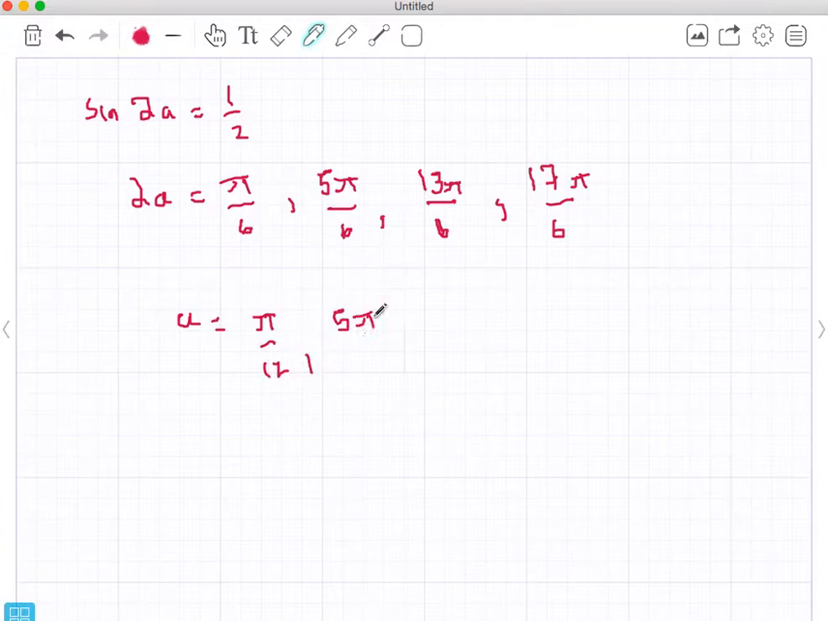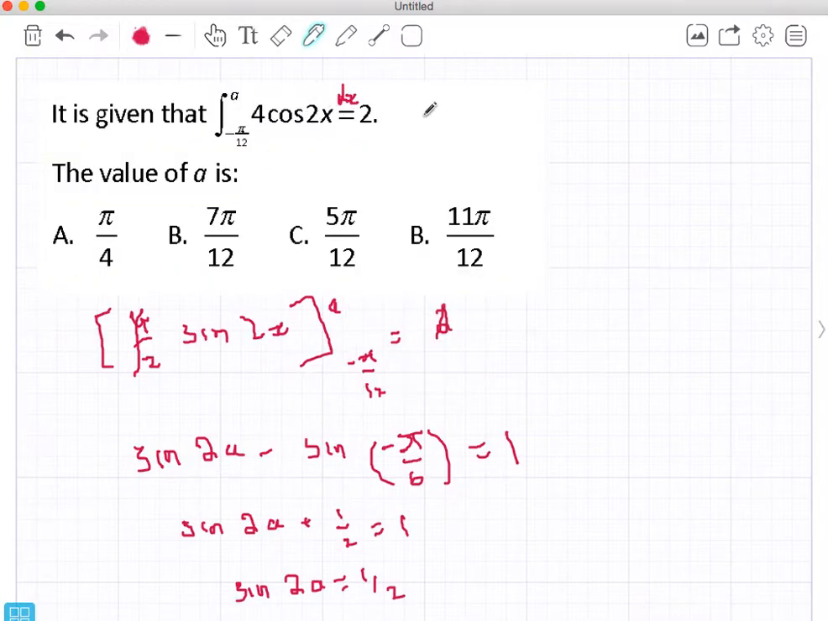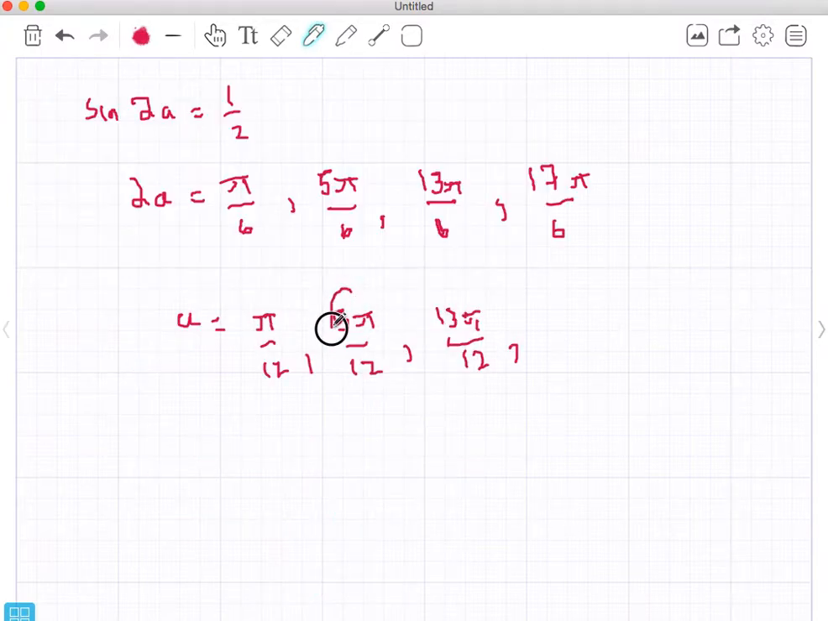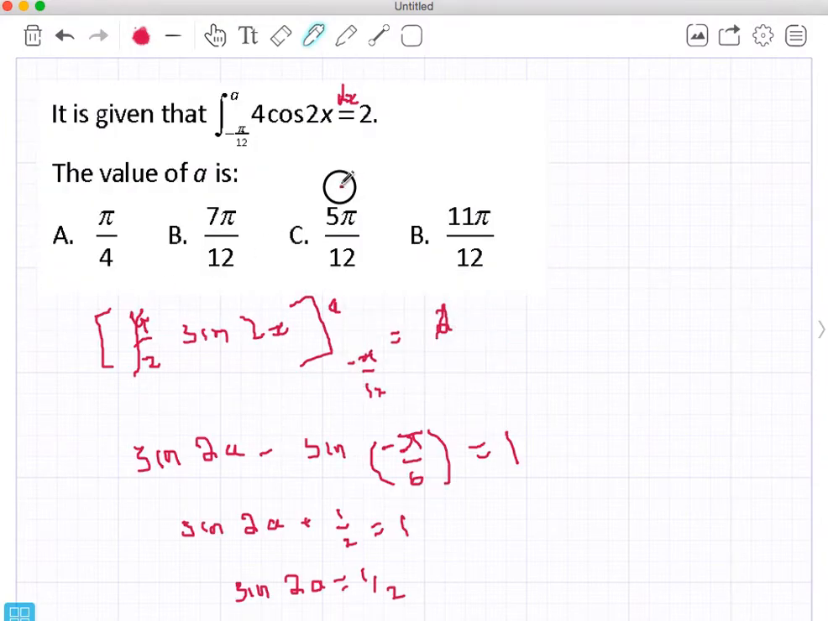5 pi over 12, 13 pi over 12, etc. Now, there's a number of answers. In fact, there's an infinite number of answers, and in the question, I didn't actually give you a domain, but we need to look through the answers and see which one matches up. So we've got pi over 4, 7 pi over 12, 5 pi over 12, and 11 pi over 12. And the only one that we've got is 5 pi over 12. So the answer would be number C, 5 pi over 12.